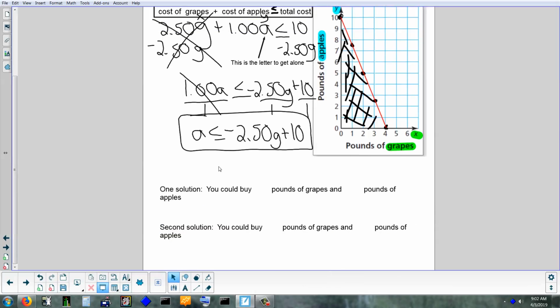So one solution, we just said we could buy 2 pounds of grapes, 5 pounds of apples. Can we just write the coordinates? You can just write 2 pounds of grapes, 5 pounds of apples. So 2, 5, you see how that works? It's labeled, pounds of grapes. 2, 5, it's on the line. That's okay, because it's a solid line. It's included as a solution. What's up, Bill? Could you do like 0, 4? 0 pounds of grapes, 4 pounds of apples? Sure.